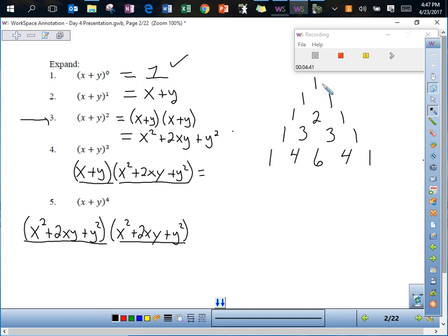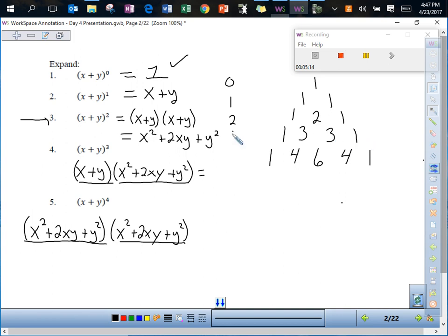So picture this pattern. My first coefficient, which deals with my x plus y to the 0, was a 1. Notice when I took x plus y to the first, my coefficients were a 1 and a 1. Notice that when I went to the squared, my coefficients were 1, 2, 1. He noticed this little pattern. There's going to be a 1 out here. To generate the next number, he went 1 plus 2, and notice this 3 showed up. Then he went 2 plus 1 is another 3, and then it ended with the 1.